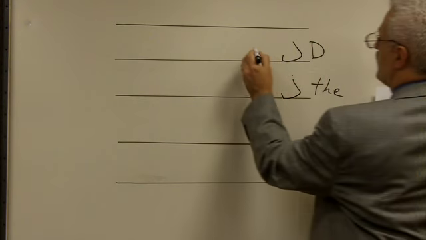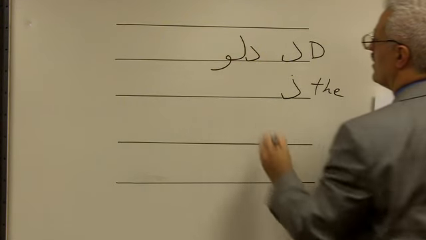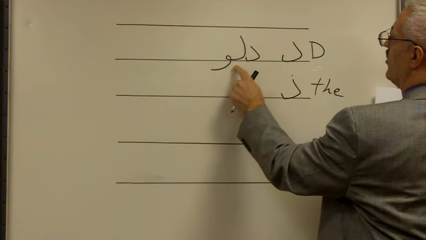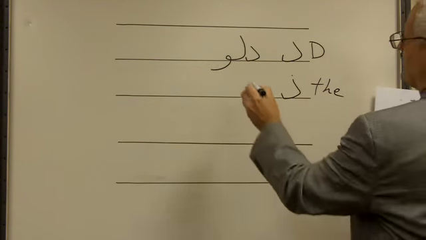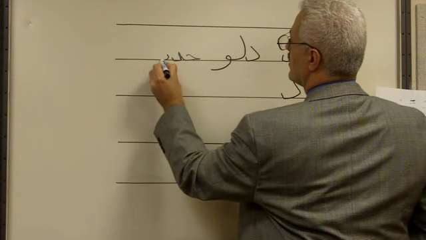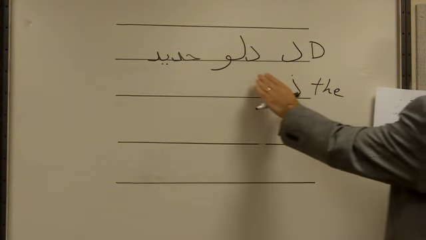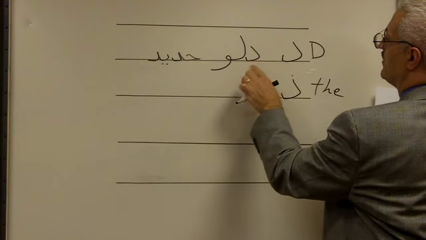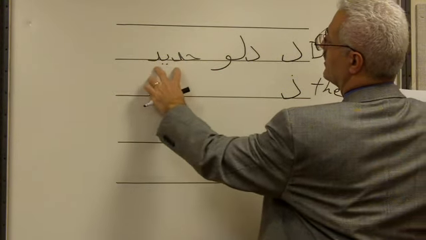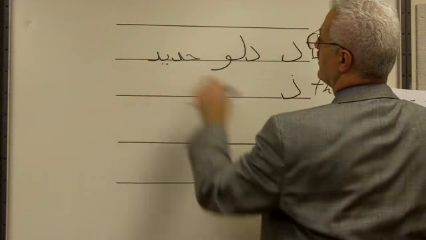end of the word. The first word we're going to teach you is dalu. Dalu means bucket. This is the dal, dalu. The second word is hadid. Hadid means iron. So dalu, this is how the letter dal appears in the beginning of the word. Now in the word hadid there are two dal, one here and one at the end. So hadid is iron.